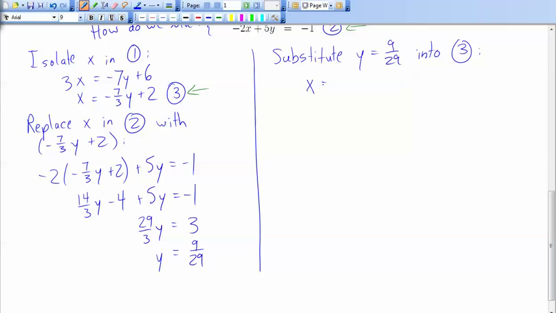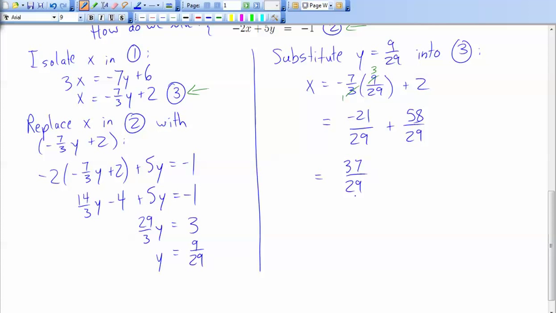So we get x is equal to negative 7/3 times 9 over 29 plus 2. Now, I certainly do not want these numbers to get out of control, so let's divide out that common factor of 3 that we see in the top and bottom there, and we get negative 21 over 29. Let's write 2 as a certain number of 29ths. It's 58 over 29. Add those up, and we get 37 over 29 as our x value.